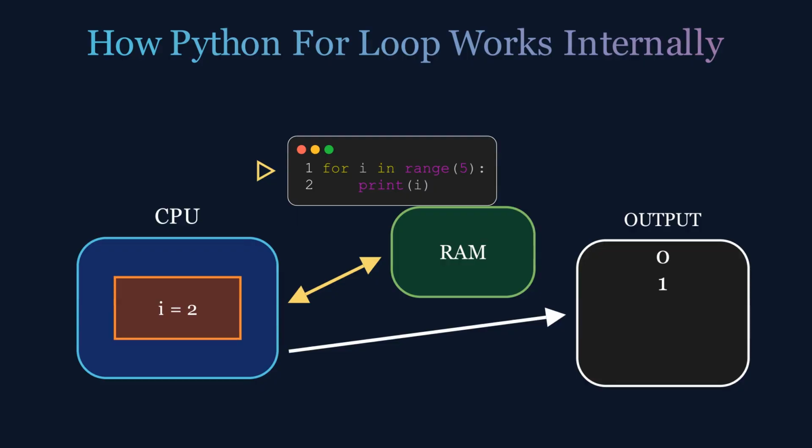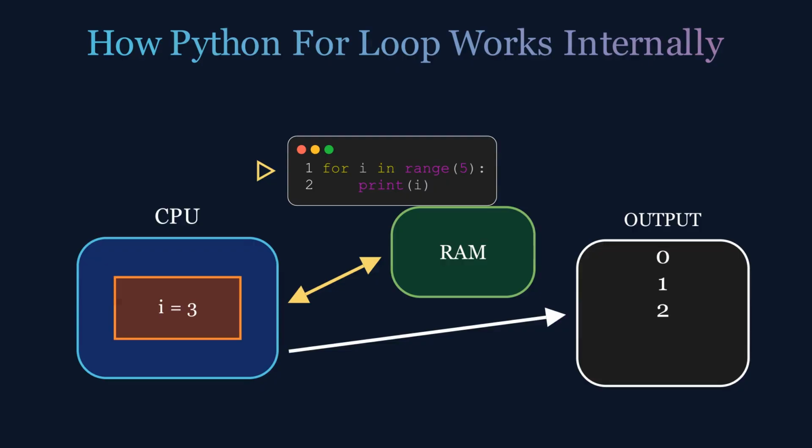The CPU sets the value of i to 2 inside the register. The value is stored in RAM. The CPU loads the value from RAM into the register. Then the CPU sends the value to the output terminal.